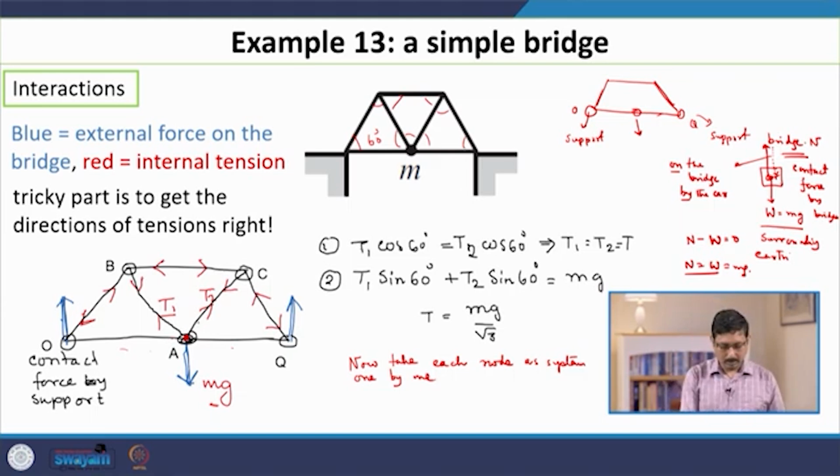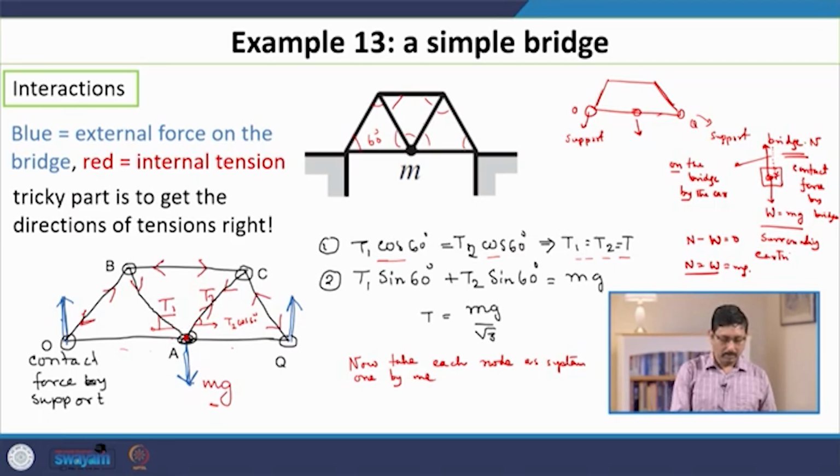So, the horizontal component of T2 must be T2 cos 60 degrees, because this is 60 degrees, and similarly the horizontal component of the force T1, which is acting in the beam AB, should be T1 cos 60 degrees, and since the node is at equilibrium, if we do a horizontal force balance, these 2 forces must cancel each other. So, T1 cos 60 degrees must be equal to T2 cos 60 degrees, and it follows that these 2 tension forces are equal in magnitude, and let us call that T.